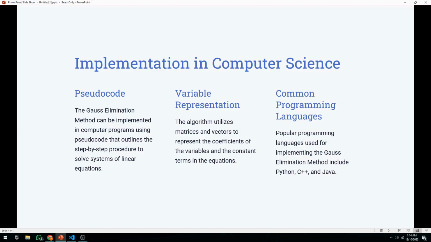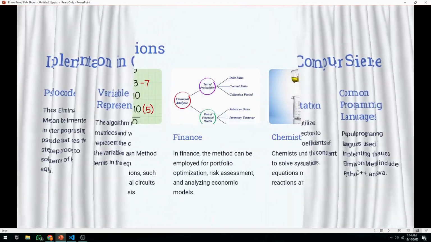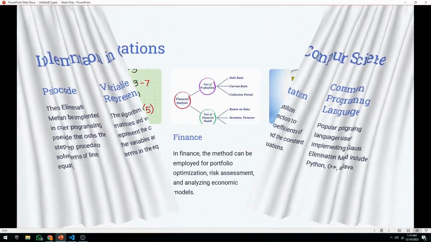Then the second implementation is variable representation. The algorithm utilizes matrices and vectors to represent the coefficients of the variables and the constant terms in the equations. And the third implementation of the Gauss elimination method in computer sciences is common programming languages. There are popular programming languages used for implementing the Gauss elimination method that include Python, C++, and Java. And in fact, the code is all in Python.